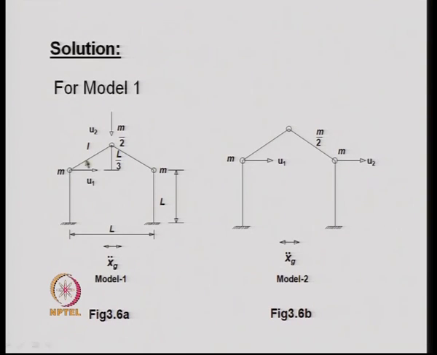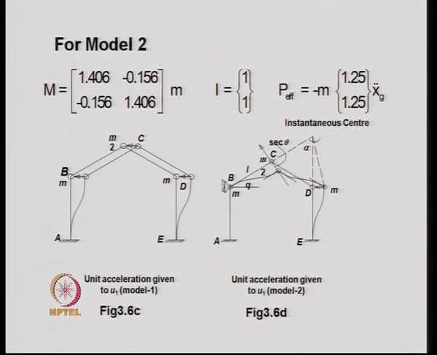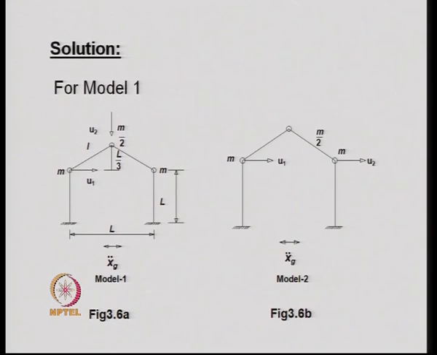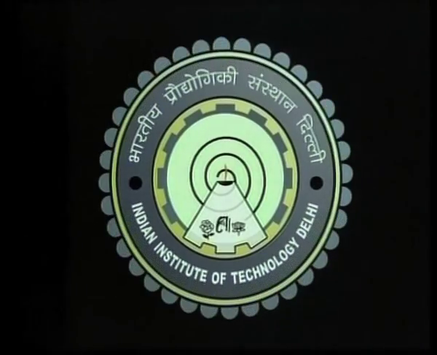So, we can have 2 degrees of freedom for this model, and there are 2 different models that we can consider, and for these 2 models the stiffness matrix and the mass matrix would be different. Let us see how we can consider or derive them. We will continue with the same problem in the next lecture.